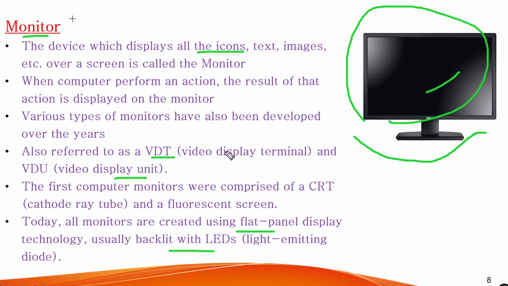And we have many types of monitors developed over the years, and these are also referred to as a video display terminal and VDU, video display unit. The first computer monitors were comprised of CRT, cathode ray tubes, and fluorescent screens. Today, all monitors use flat panel display technology. Usually, these are called LED, light emitting diodes.